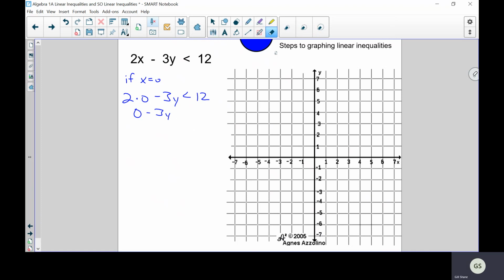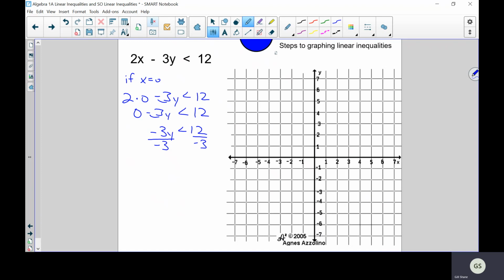So then, less than 12. This is attached to that number, so I bring down the negative sign. Don't forget that. That's a big mistake people are making. Now when I divide, same thing. That negative sign is attached to that 3, so I divide by negative 3.